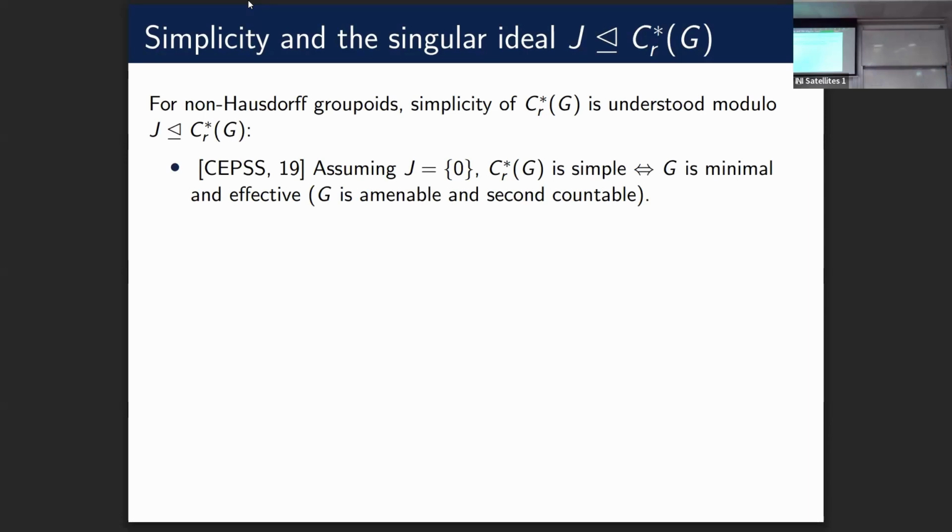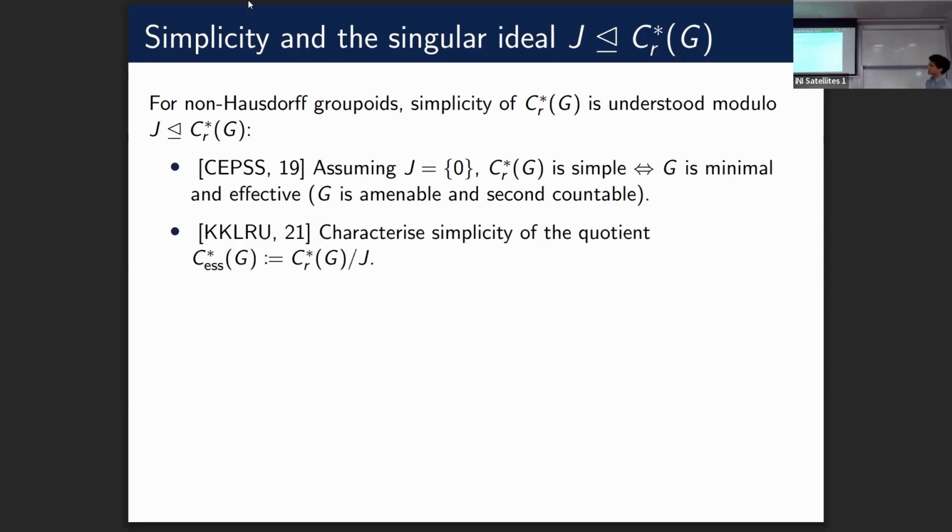If you assume the singular ideal vanishes, then simplicity of the C-star algebra is equivalent to minimality and effectiveness of the groupoid, if you assume also that G is amenable and second countable. But if you quite literally just mod out by this J, then the simplicity of the resulting quotient C-star algebra is characterized in this 5-author paper, including Shin and Matthew Kennedy. Right. So we understand simplicity.